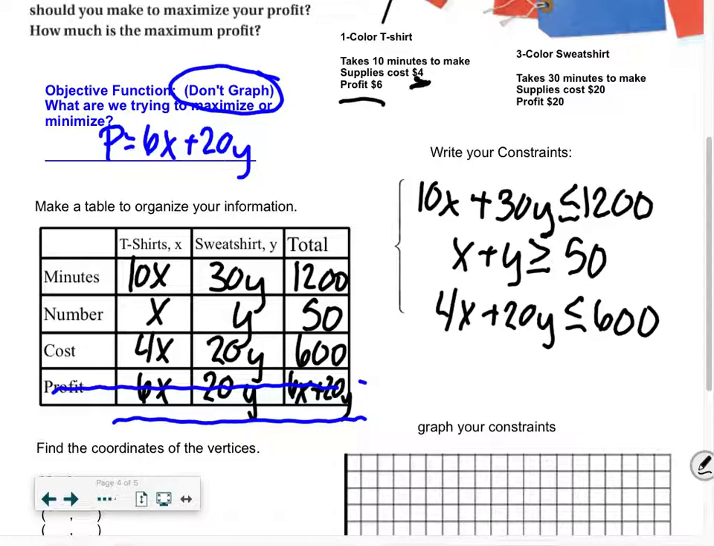Questions on those constraints? This is pretty much, in a nutshell, how you set up every problem. You don't have to graph it. You're pretty much just taking the table and adding plus signs and less than, greater than signs.